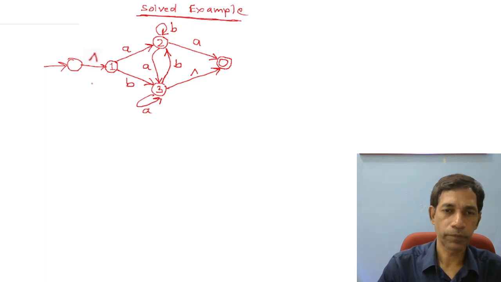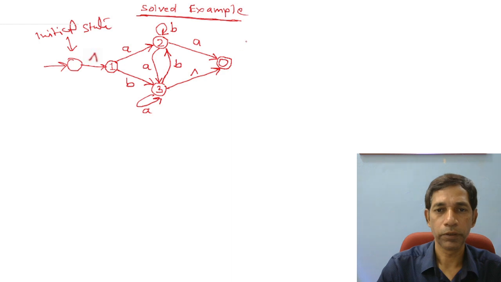If we are given a transition graph like this, this is the initial state, and this is the final state. A double circle denotes the final state.